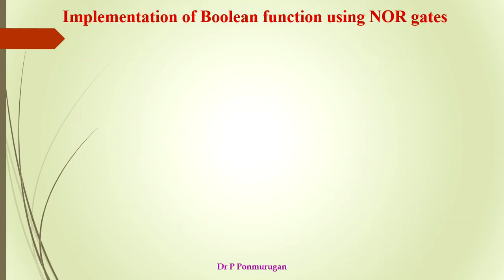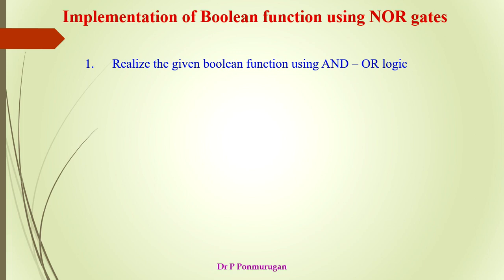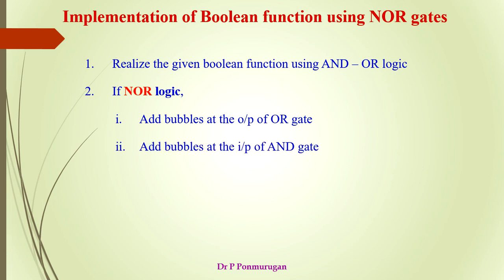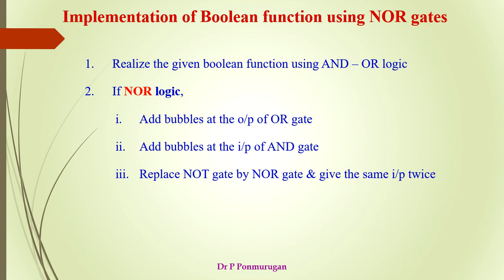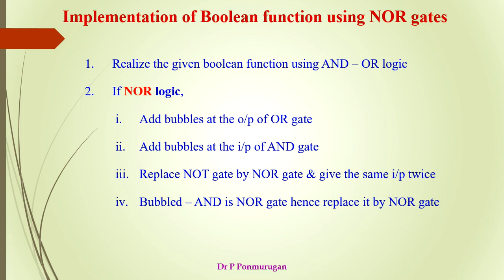Next, let us implement a Boolean function using NOR gate. Let's see the procedure first. Realize the given Boolean function using AND OR logic. If NOR logic has to be implemented, first add bubbles at the output of OR gate and then add bubbles at the input of AND gate. Then replace NOT gate by NOR gate and give the same input twice. The next step is bubbled AND is NOR gate, hence replace it by NOR gate. The final step is if single input is there, give the same input twice to the NOR gate. This is how we design or implement a Boolean function using NOR gates.